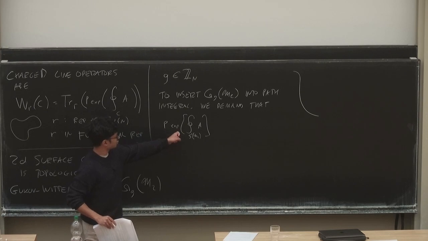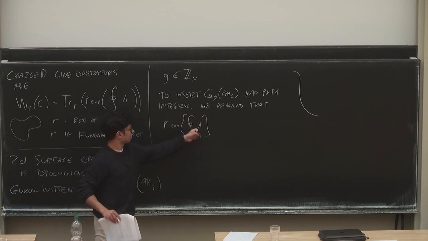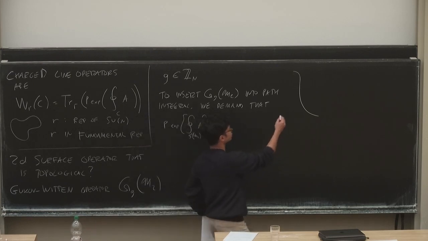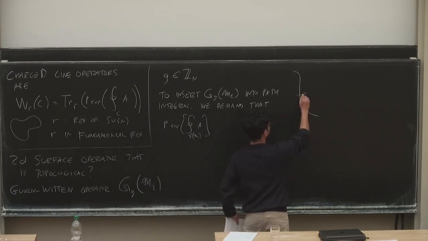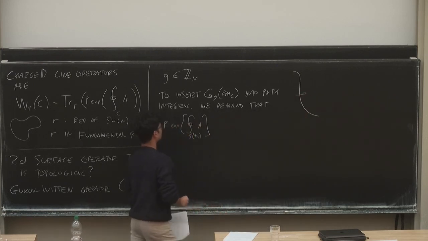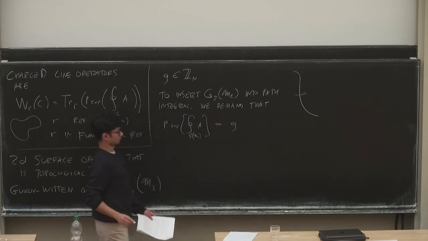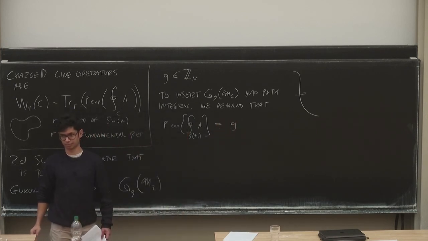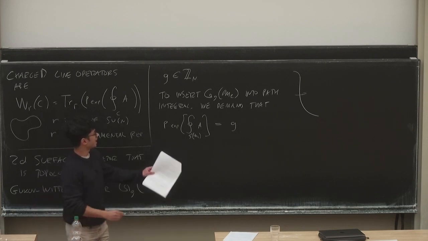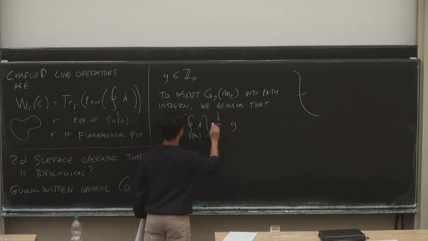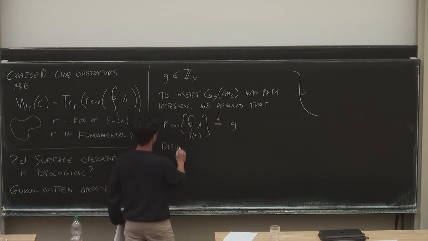The path-ordered exponential of some integral of A around the surface, okay? So I'm integrating A around this surface, like this. I demand that this is equal to g, an element of the center. Okay? This is a demand that we make in the path integral. So note, this is also an example of these disorder operators.